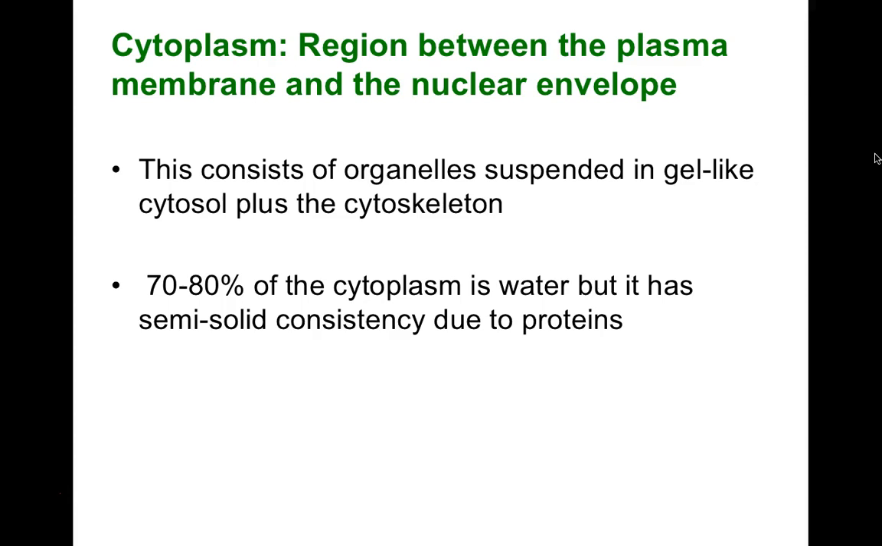The cytoplasm is the region between the plasma membrane and the nuclear envelope and consists of the gel-like material called cytoplasm, or cytosol, plus the cytoskeleton. The majority of the cytoplasm is water, and the rest is suspended chemicals and dissolved chemicals.